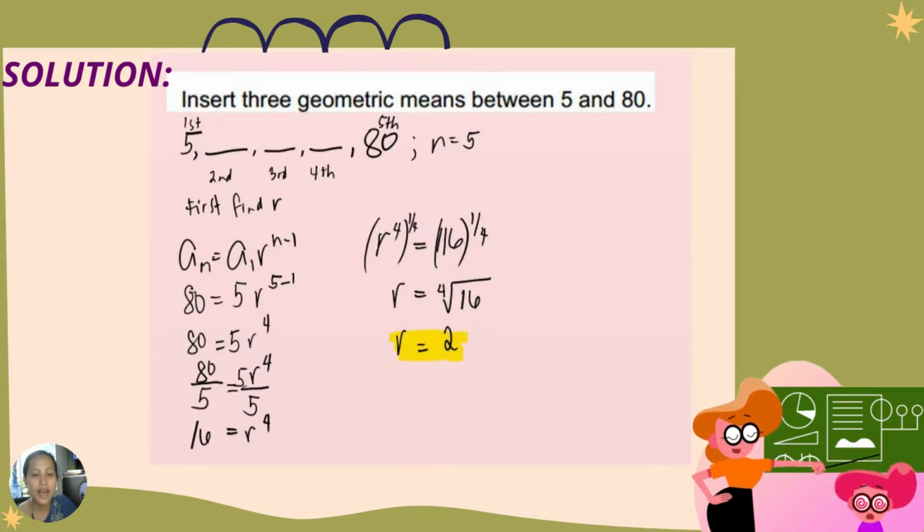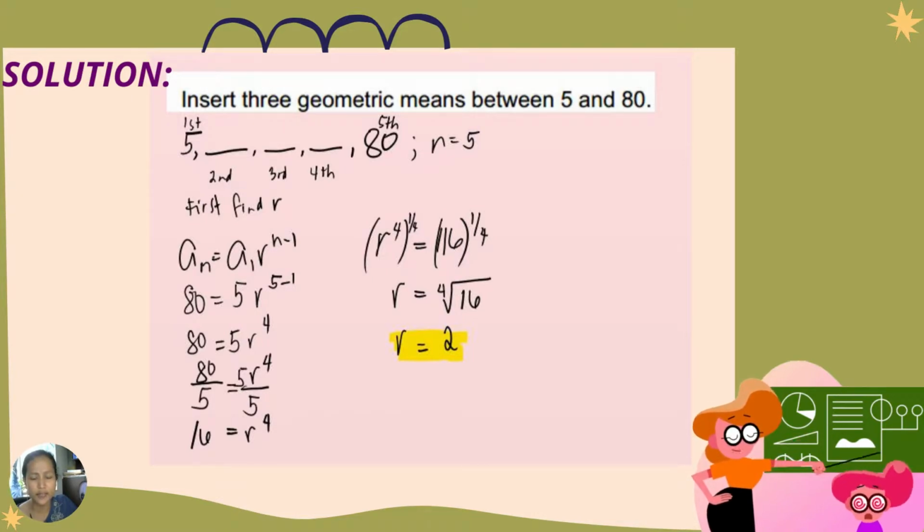Divide both sides by 5 in order for us to eliminate the 5 here. We are going to divide 5 by 5. So 5 divided by 5 is 1. So we have 1r raised to 4. 80 divided by 5, we have 16.